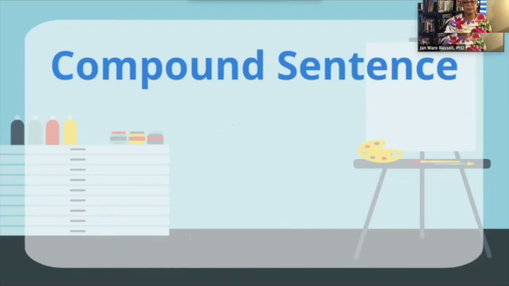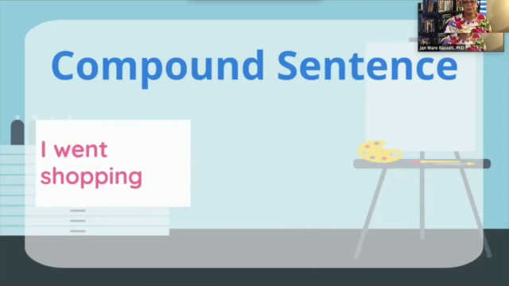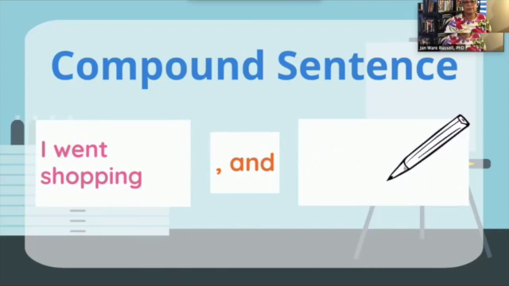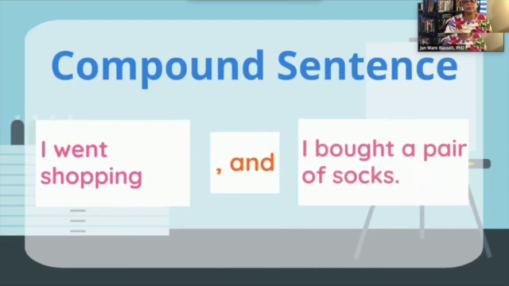Here's another one. Start with a simple sentence. I went shopping. Let's add a comma and a conjunction, and. I went shopping, and. Now you need to add another simple sentence to finish making a compound sentence. I went shopping, and I bought a pair of socks.